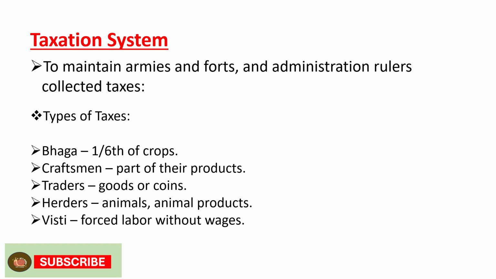Next we are going to discuss the taxation system in the Mahajanapadas. Why were they collecting taxes? To maintain the armies and the forts administration. The kings started collecting taxes. There were five kinds of taxes in the Mahajanapadas. One is Bhaga. Bhaga is nothing but one-sixth of the crop, which they should give as a tax to the king. And craftspersons should give parts of their products.